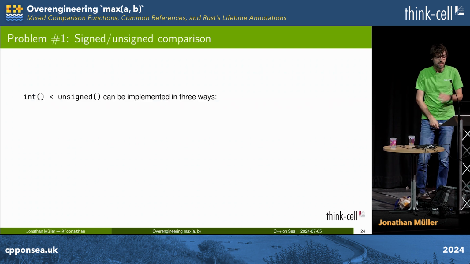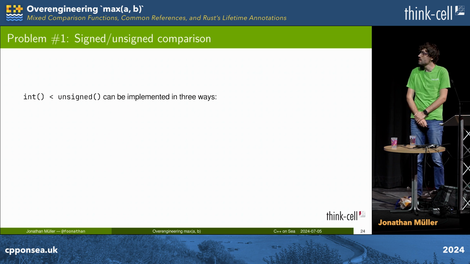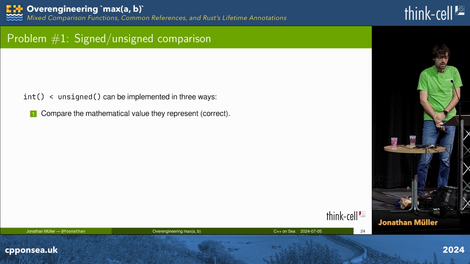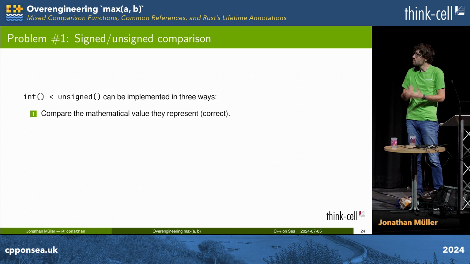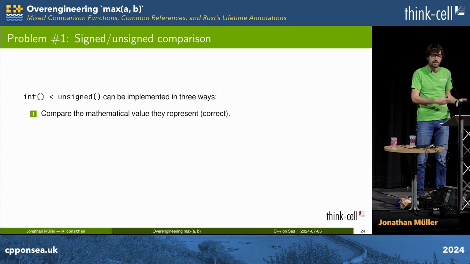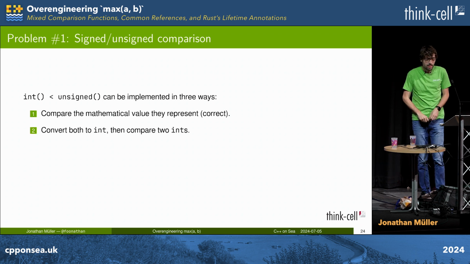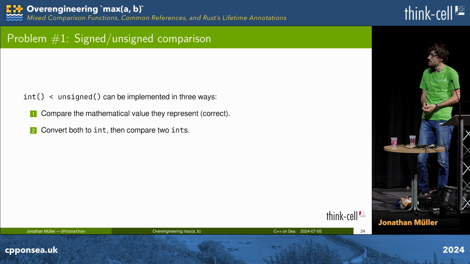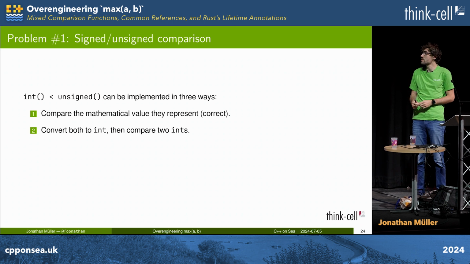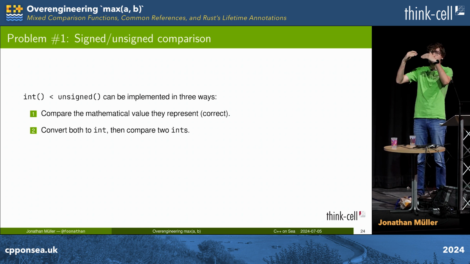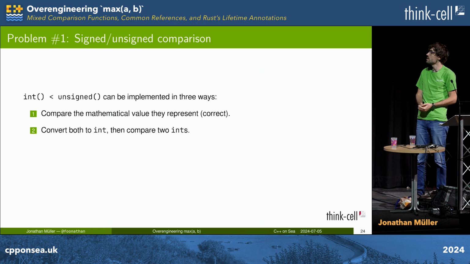So let's say we want to compare an int and an unsigned. Now there are 3 potential choices on how this could be implemented. We could compare the mathematical value they represent. So negative values are less than all unsigned values. This would be correct, so it's obviously not what C++ does. We could convert both of them to int and compare as ints. This would be wrong because it would convert big unsigned integers into very small signed integers. But C++ doesn't do it.